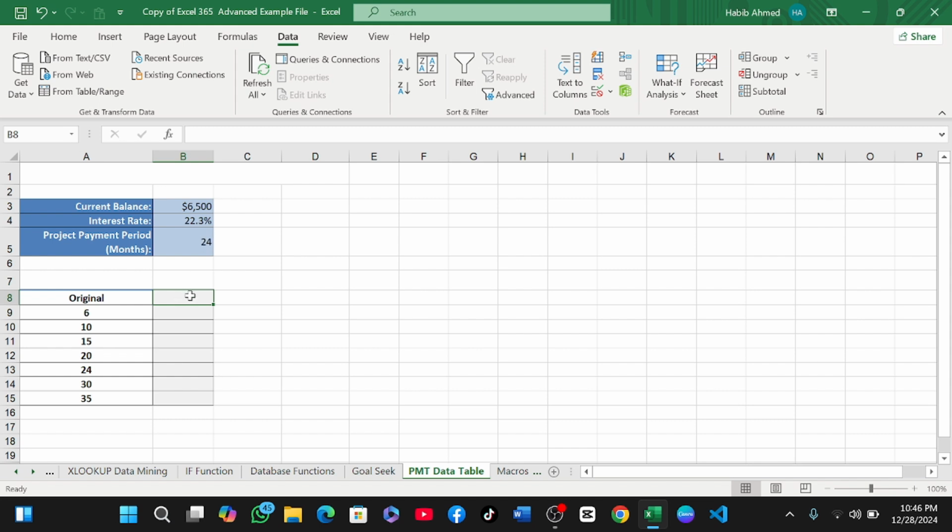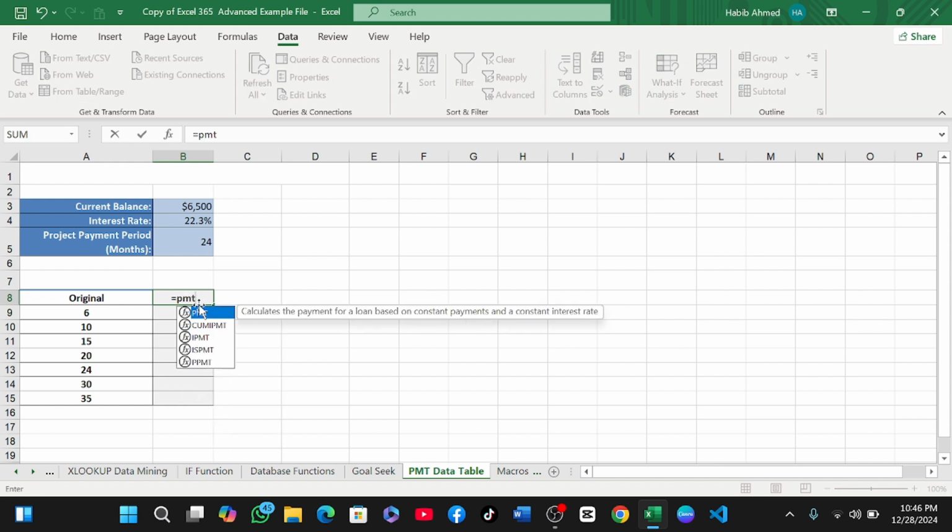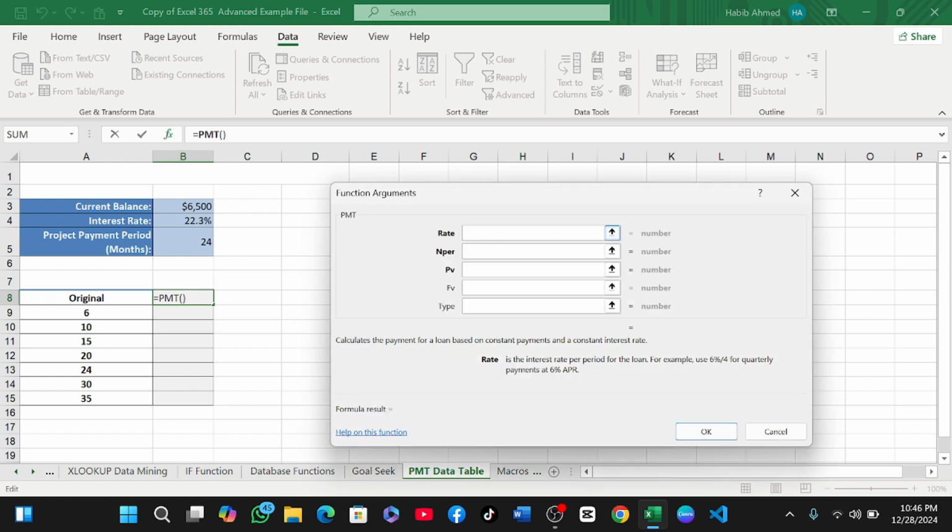For example, now we will click on the equal sign and write PMT. We will open up our function arguments, and here we have the rate, the NPER, and the PV. The rate is the interest rate, which is the 22.3. And if you want to pay yearly, you divide by 12 so that you can get the actual amount that you will be paying per month. And if you want to pay it quarterly, you divide by 4. And if it is biannual, it is half a year, which is divided by 6.